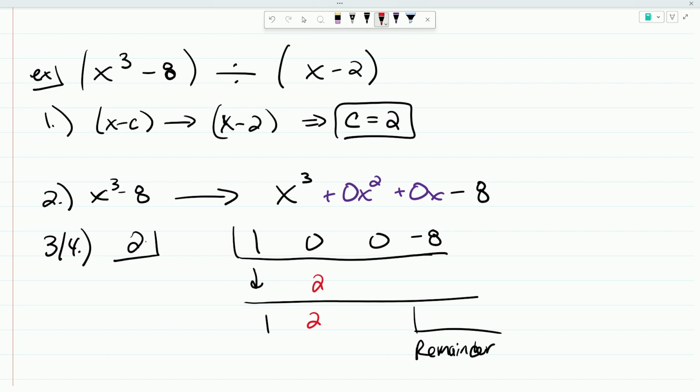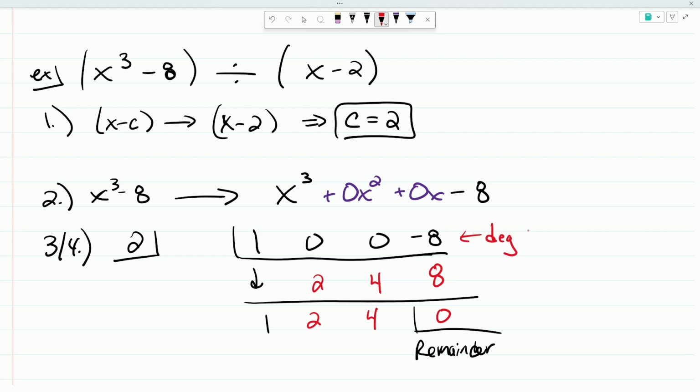Process repeats. 2 times 2 is 4. Add straight down, we get 4. Finally, 2 times 4 is 8. And -8 plus 8, adding straight down, 0. So once again, we have an example here where we have 0 remainder. That's fine.